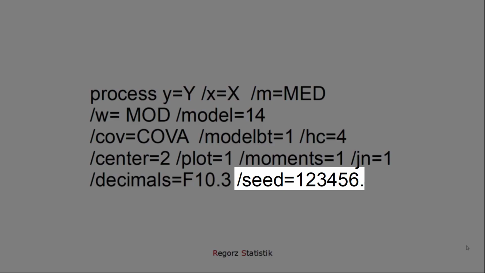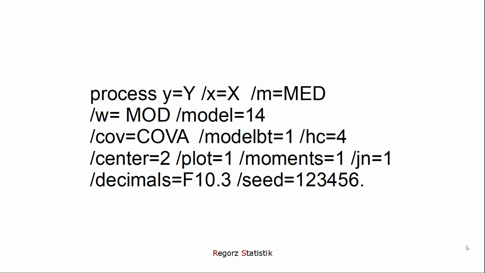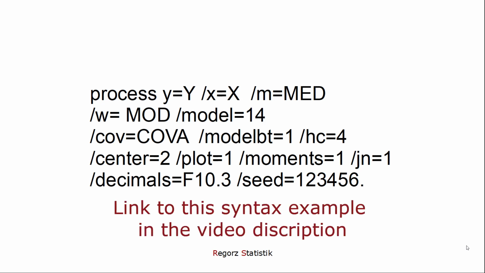What is new is the seed option. This helps to ensure that each time you run the model, you get the same results with the same data. Without this, you would get slightly different results each time, because bootstrapping is a random process. But if you initialize the random numbers generator, you get the same results each time. You can also find the syntax example on my website, so you just have to copy-paste and change the variable names. The link is in the description.